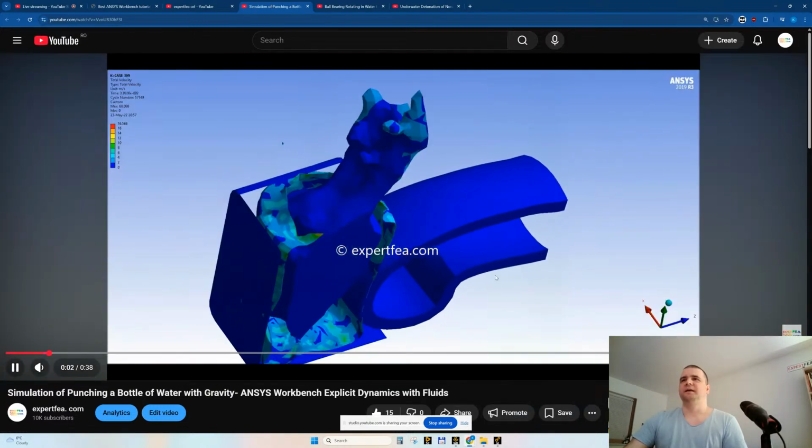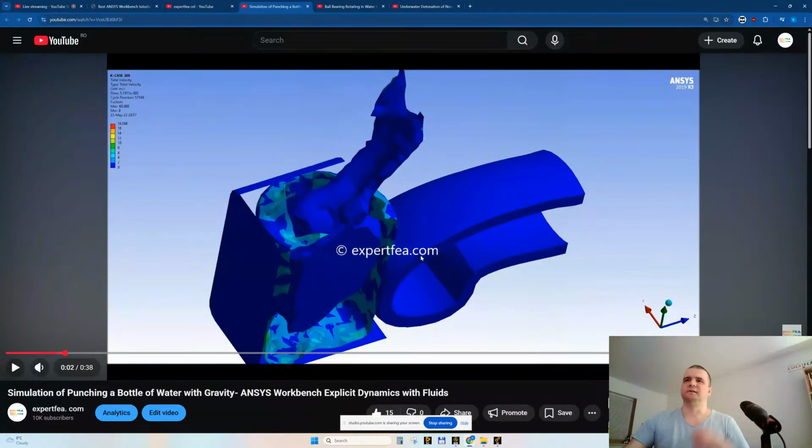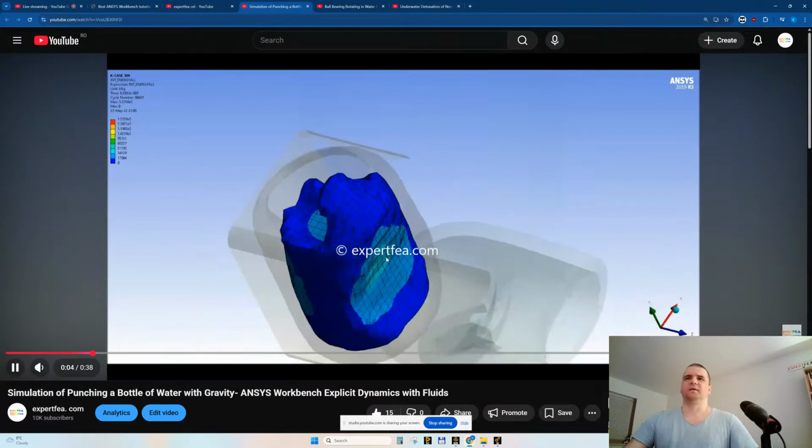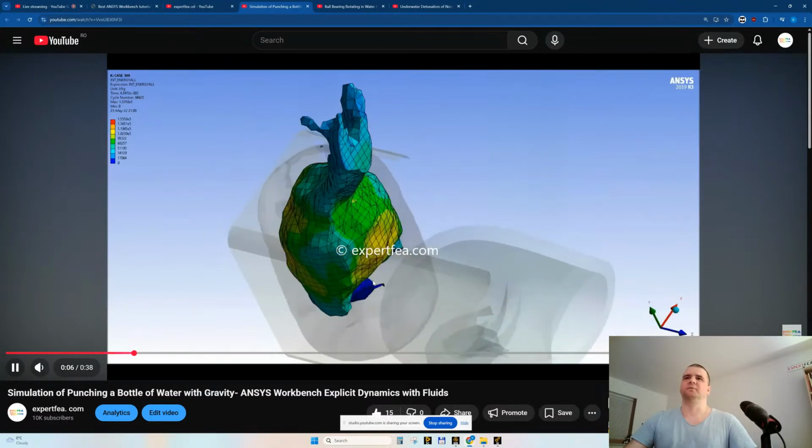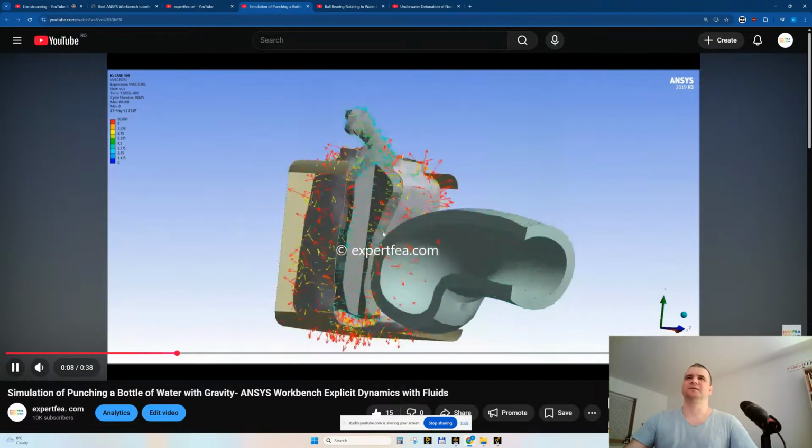And here I have made a boxing glove. I took a boxing glove from somewhere, I don't know. I made it rigid, and I pushed a water can or something, a recipient with water, and you can see the water going down.